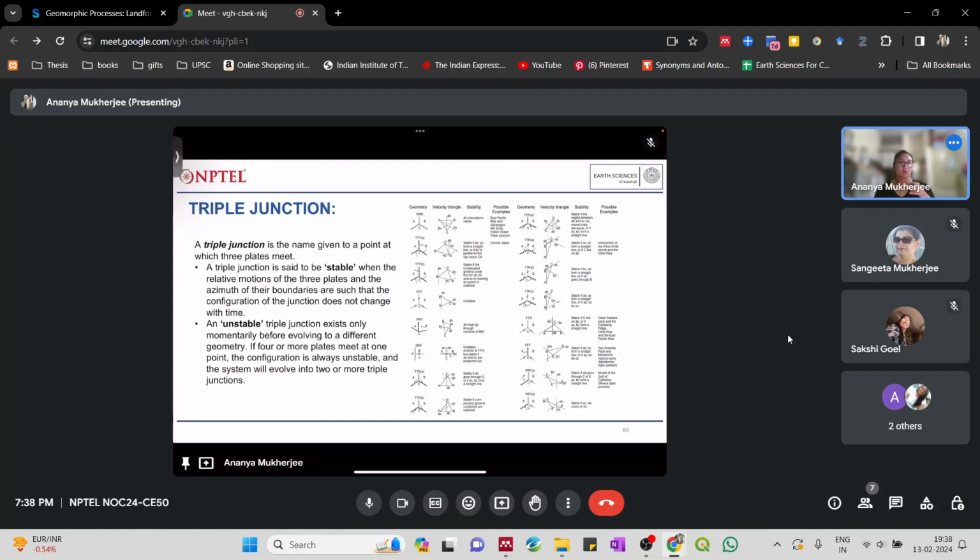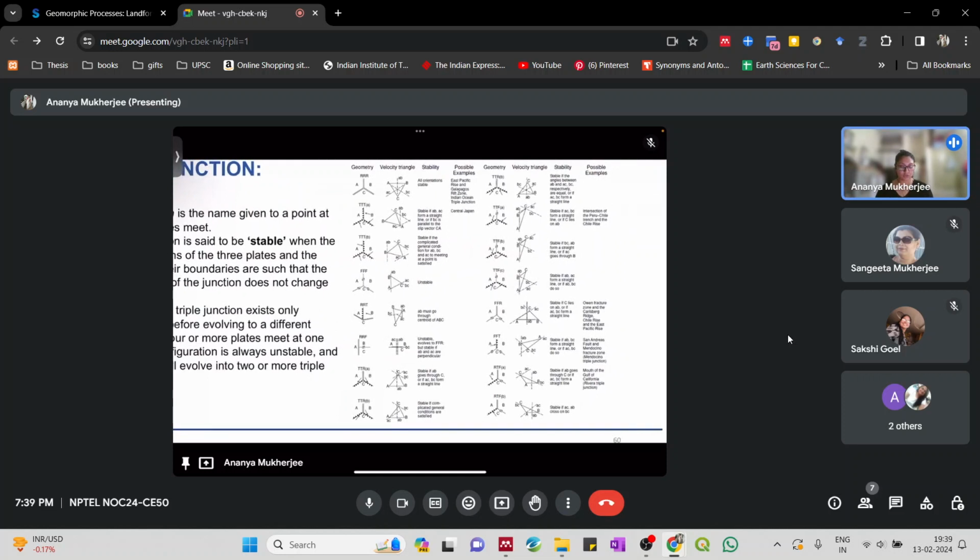Because the number of plates has increased, sometimes what happens is that multiple triple junctions are also forming. Now, this figure over here shows the different geometries that can occur, and the stability that is there. So, one of the most stable triple junctions is RRR. RRR is where all three plate boundaries are divergent plate boundaries.